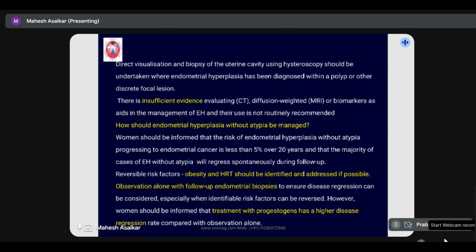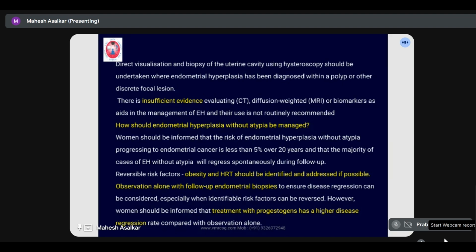So what is the risk? These are the SBAs. What is the risk of endometrial hyperplasia without atypia progressing to endometrial cancer? It is less than 5% over a period of 20 years. Okay, is it clear? Yes, and it is not 5%, it is less than 5%. Because in the options there will not be 5, you will find 3% or 4%, and then you will get confused because there might be a 7.5% option, but the answer is less than 5%. So if it is 3% or 4%, you have to select that.